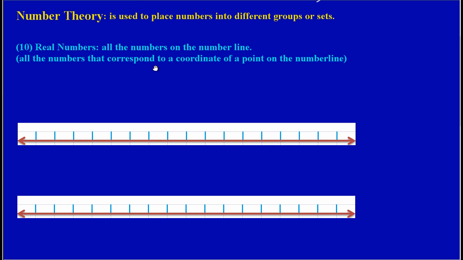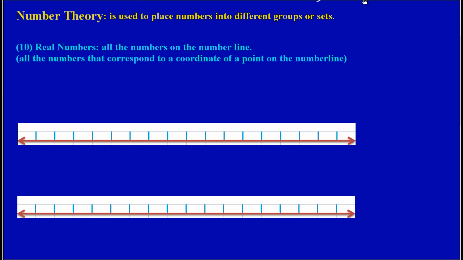Now let's look at the final type of number as it relates to number theory. This group of numbers is a special set of numbers that we're going to be looking at. It's called real numbers. This is just my definition of real numbers. This is the essence of what it is. These numbers are all the numbers that exist on the number line. That's just a simple definition.